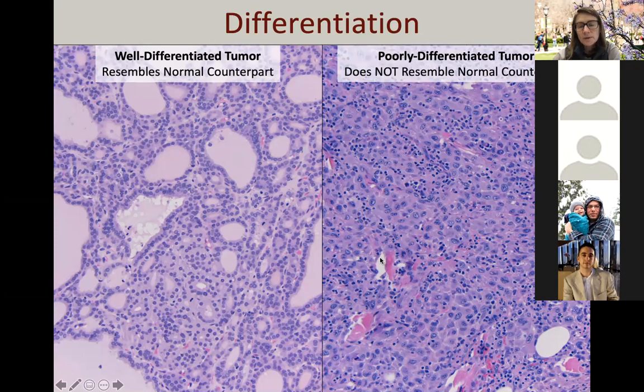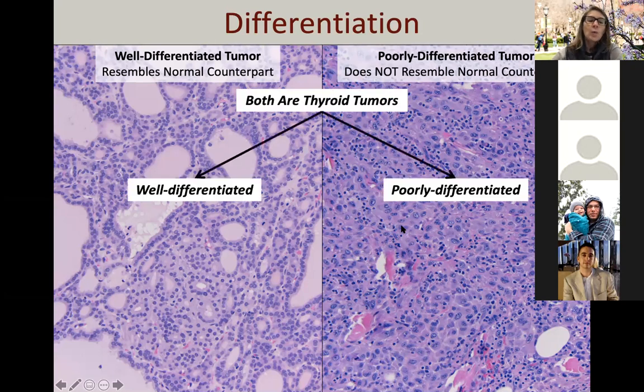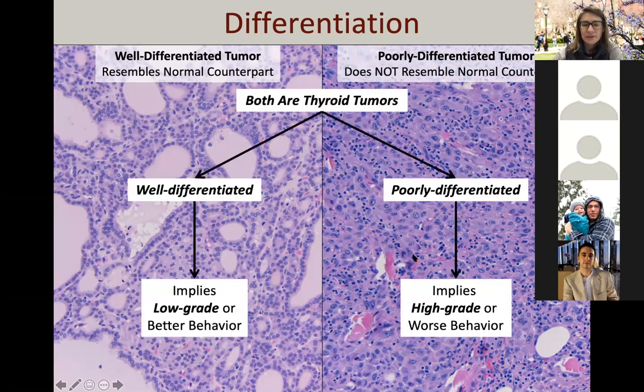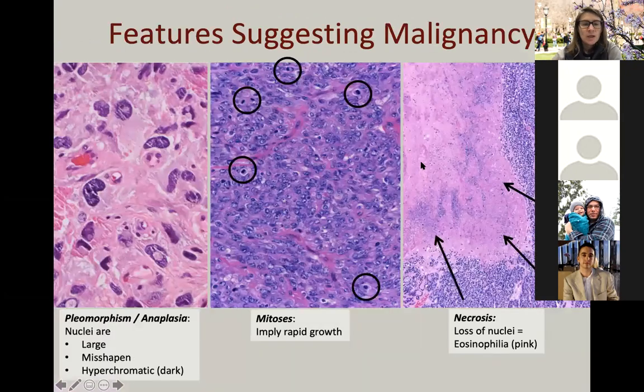On the right is a poorly differentiated thyroid lesion. If you looked at this, you would not be able to tell this is thyroid, right? But both in fact are thyroid. One is well-differentiated, one is poorly differentiated, or in fact undifferentiated. The one on the right is actually anaplastic thyroid carcinoma. Again, this implies better or worse biologic behavior.